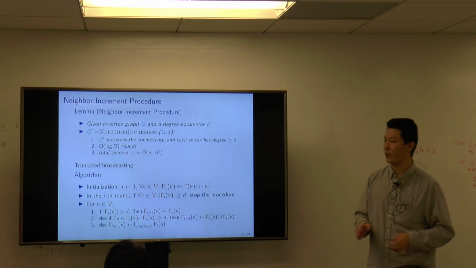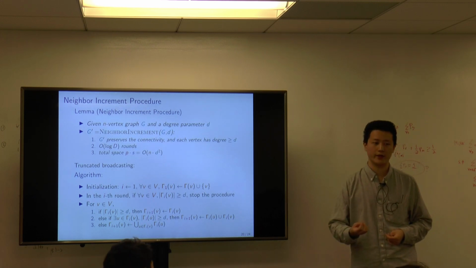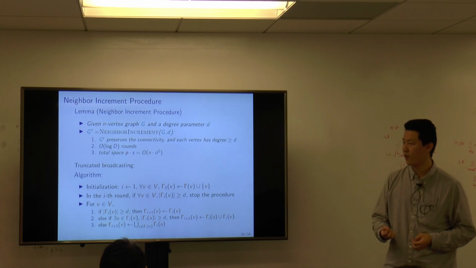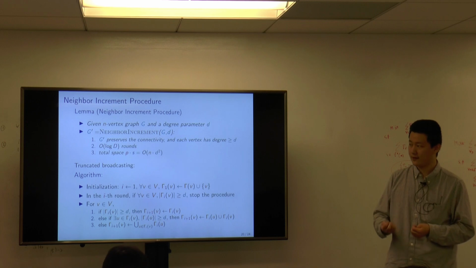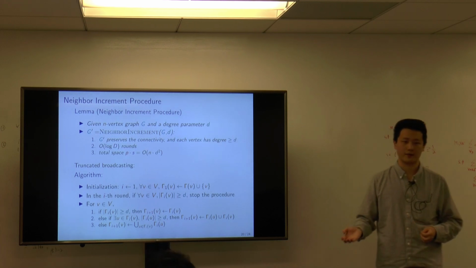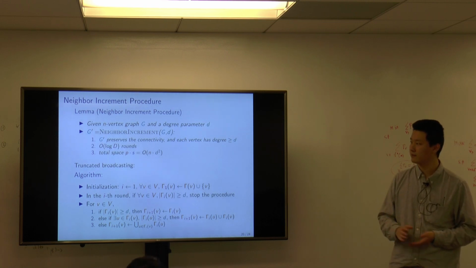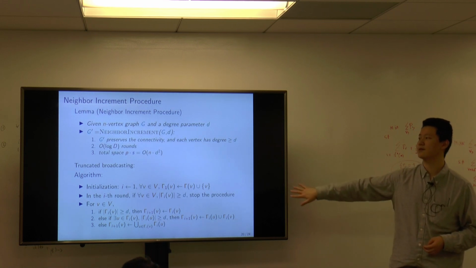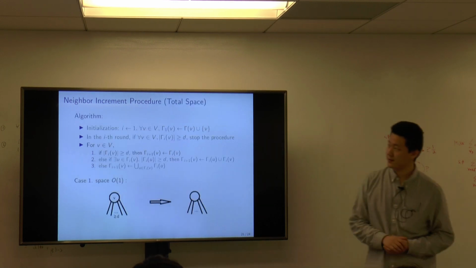The third case is the worst case. The vertex v has degree less than d, and all the neighbors of vertex v have neighbor sets of size smaller than d. In this case, we just do the broadcasting. We make all the neighbors of v's neighbors be the new neighbors of v. Okay, so here is the procedure. Now, let's analyze this procedure.